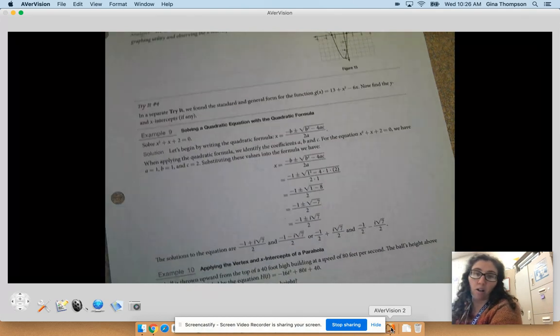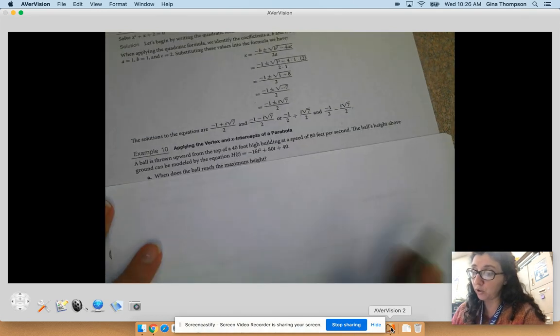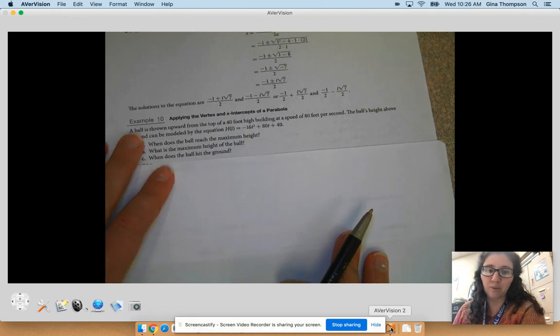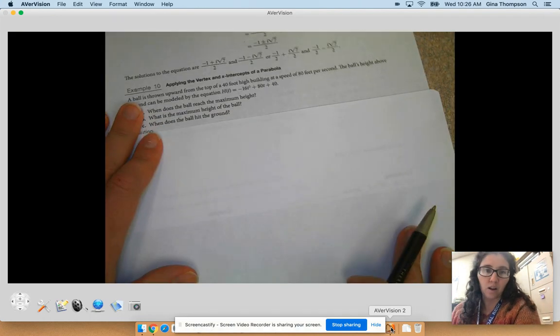We're going to throw a ball. This is another very famous kind of quadratic equation word problem. A ball is thrown upward from the top of a 40-foot high building. There's just people throwing things off buildings all the time in these math classes.